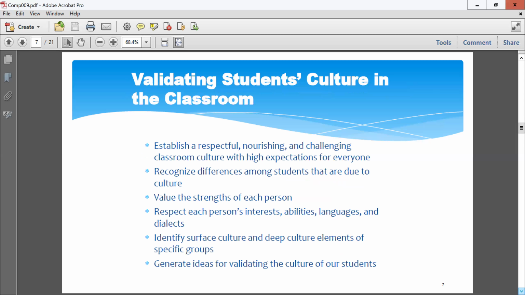So the important thing is to validate students' culture in the classroom, and there are many ways to do this. I suspect you already are doing many of these, but establishing a respectful, nourishing, and challenging classroom culture with high expectations for everyone. That's really important. It's easy to maybe feel sorry for the students, especially the immigrant students who have no English, and to not expect much from them because of that, because they need time, but we really don't have time.